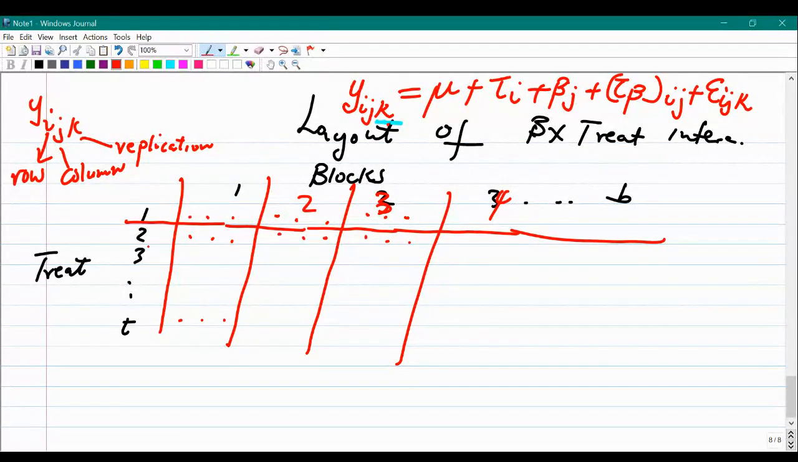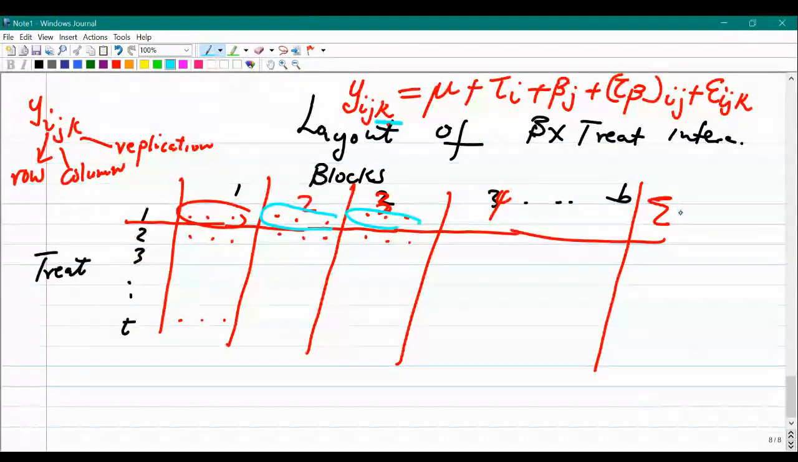So when you want to find the sum of the treatments, you will add these values. You will add these 3 values, plus you add also this one, up to what? Up to the B block. So you find the answer here and the mean.